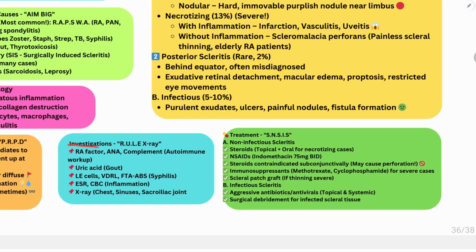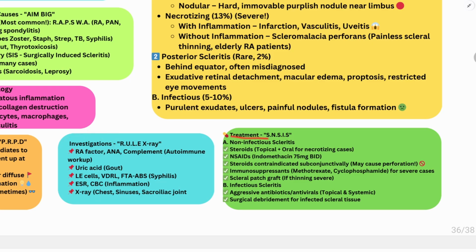Next, let's discuss investigations. Investigations are X-ray, RA factor, ANA, and complement in case of autoimmune workup, and you will also investigate uric acid in case of gout, and LE cells, VDRL in case of syphilis, and in case of inflammation you will check CBC and ESR, and X-ray of chest, sinuses, and sacroiliac joint. Okay, according to the main cause of the scleritis you will do the investigations.